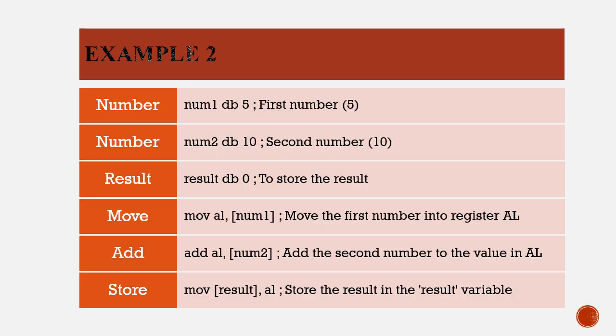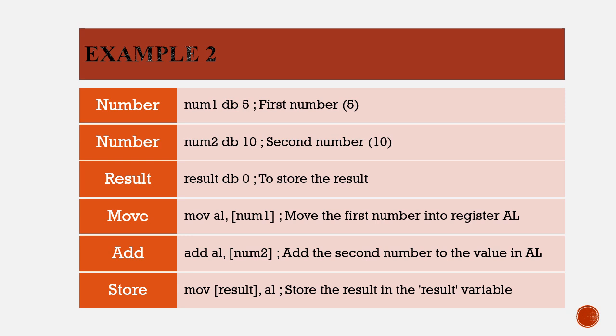Another example, example 2. This particular example does the operation of adding two numbers. First, we declare the numbers: num1, which is the first number, equals 5, and num2, which is the second number, is 10. Now, the result. To store the result, we know the result is 0. So what we did was we moved num1 into AL, which is another register. To add the two numbers, we now add the second number into AL, because for you to perform the operation, those two numbers must exist within that location.